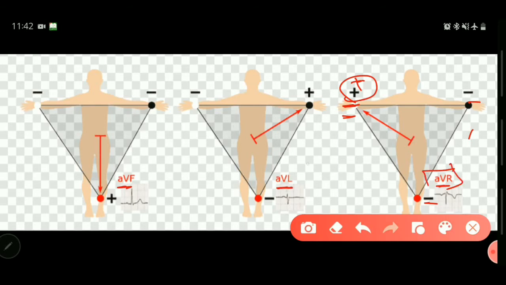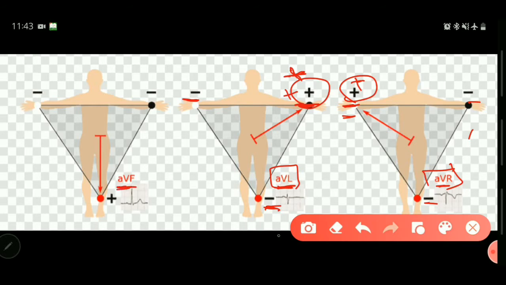For the aVL, we put the positive electrode on the left hand, while we put the negative electrodes on the right hand and the left leg, because we want to measure the potential difference between the left hand, where we put the positive electrode, and the negative electrodes on the left leg and the right hand. We put the positive electrode on the left hand, negative electrodes on the left leg and the right arm. Okay, and that is aVL.